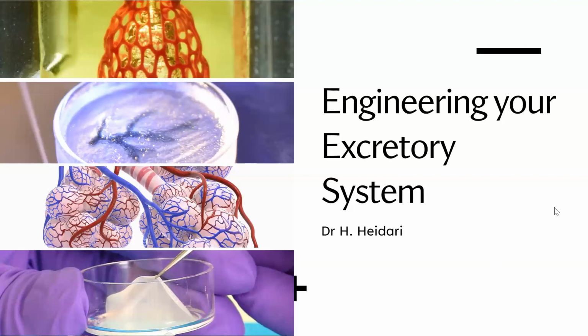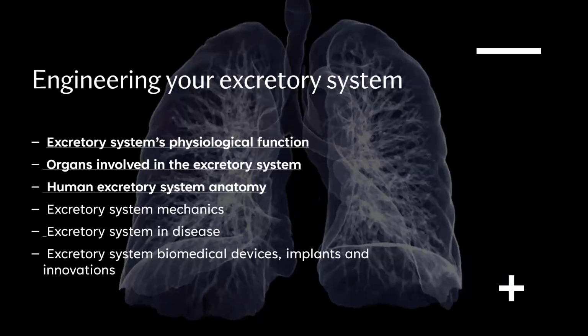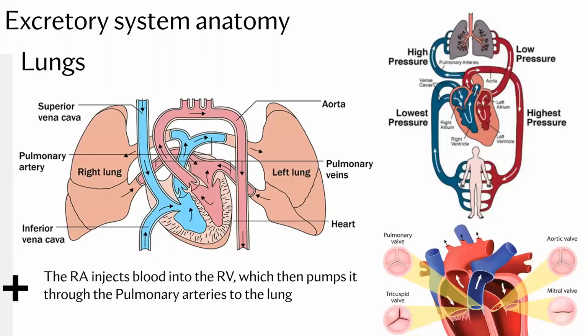Last session, we started talking about the function and physiology behind the system, and we also discussed the skin as one of the main organs. Today, we're going to continue, and we're going to talk about the lungs, our kidneys, and the liver. Hopefully today we'll be able to conclude, and then in the next lecture, we're going to talk about various diseases in the excretory system, and also the mechanics and physics of the excretory system functions. So without any further ado, we're going to start today's lecture talking about the human lungs.